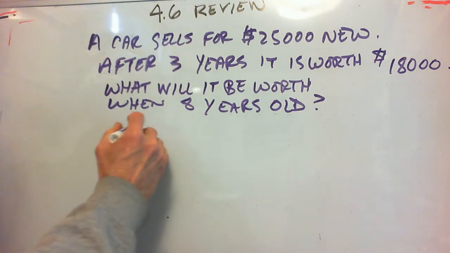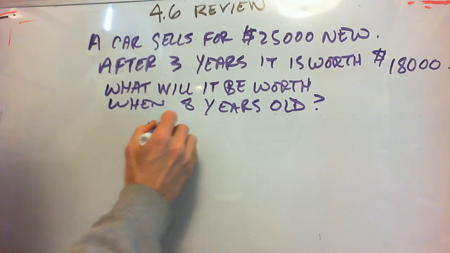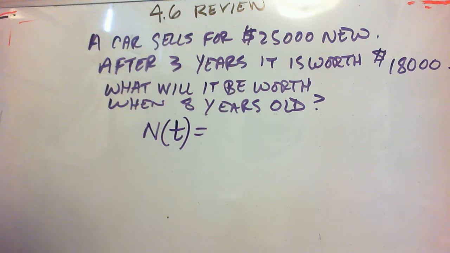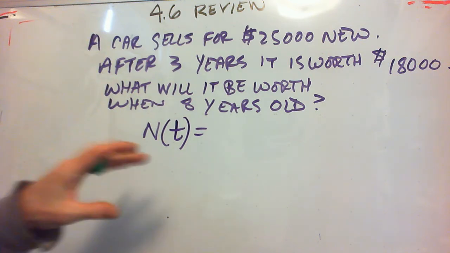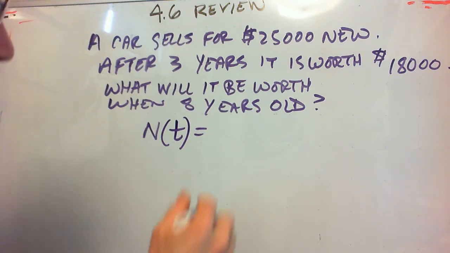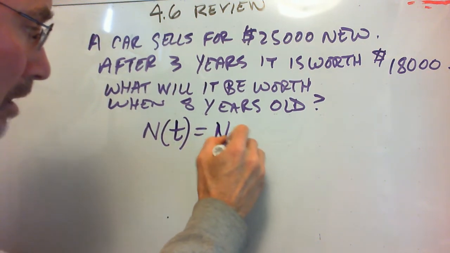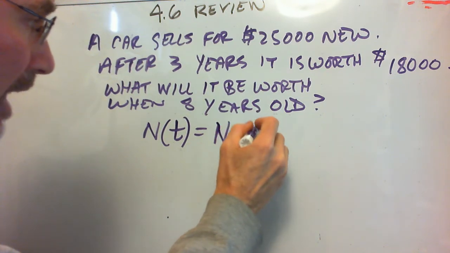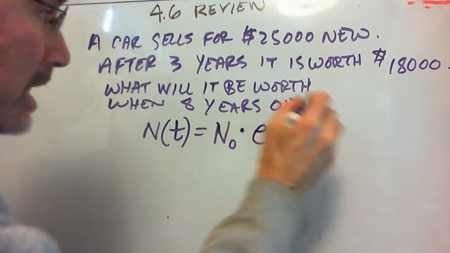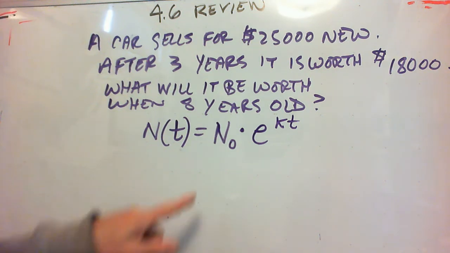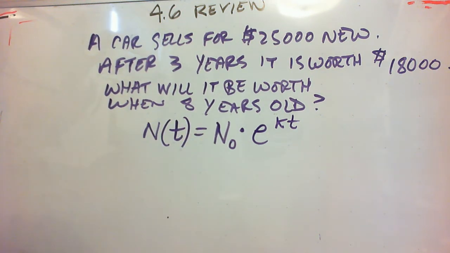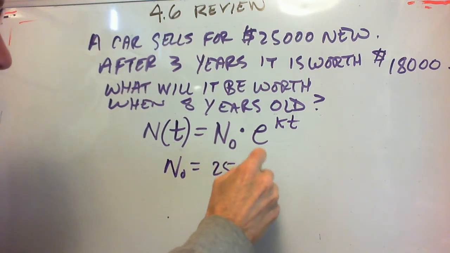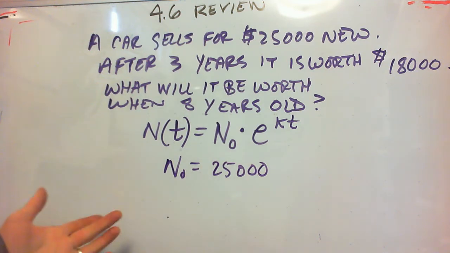So to do this, we use that same model. We're assuming exponential decline, and I've actually done some work with this and shown that cars do indeed reduce in value according to this exponential decline model. N as a function of t equals N sub naught, or initial value, times e to the kt power. So we have the N sub naught. It's 25,000. And that's all we have.